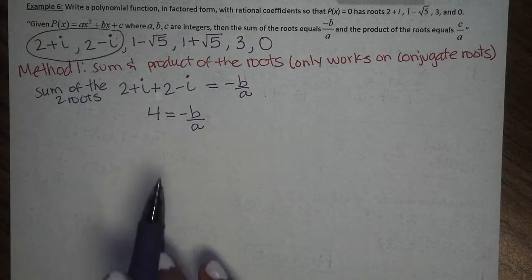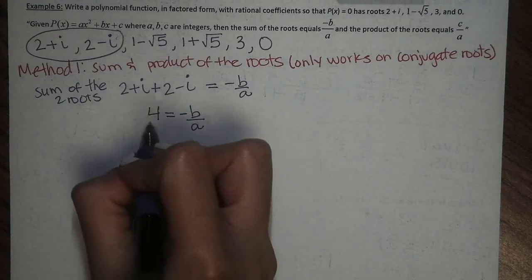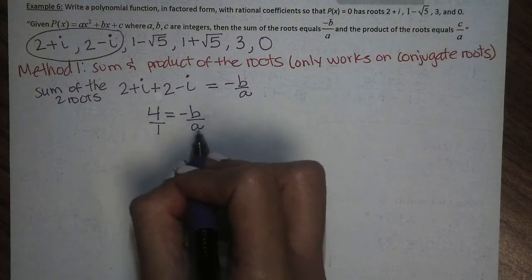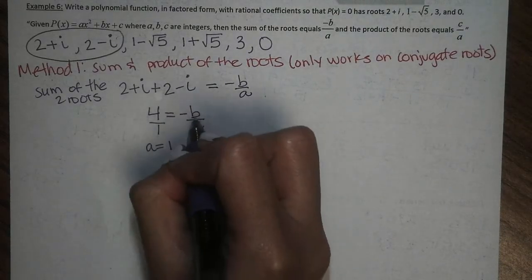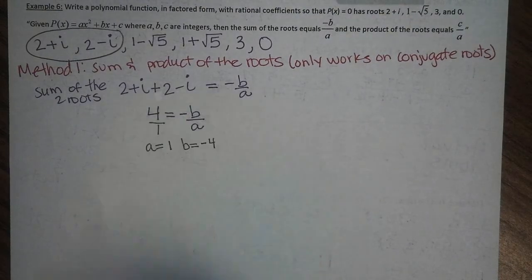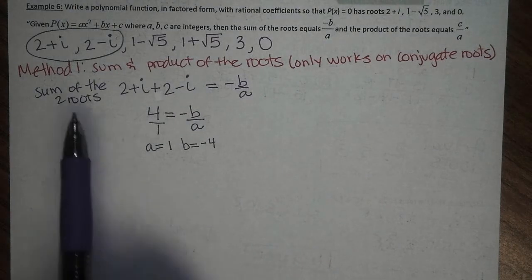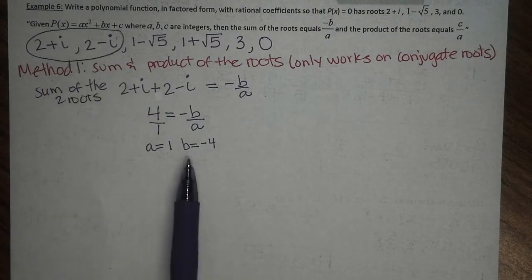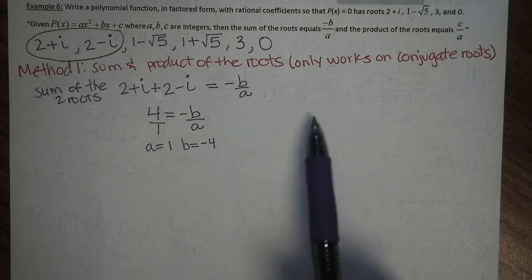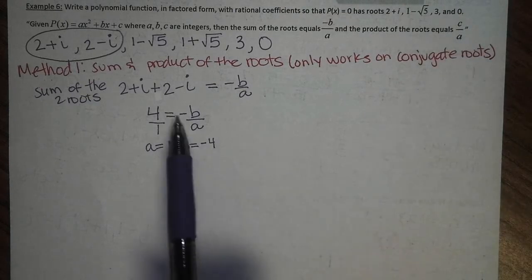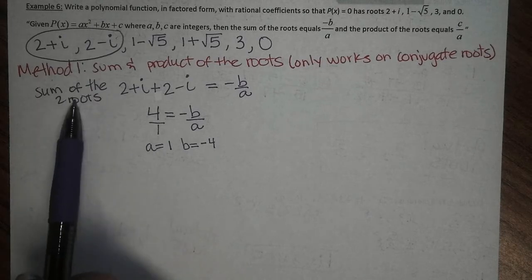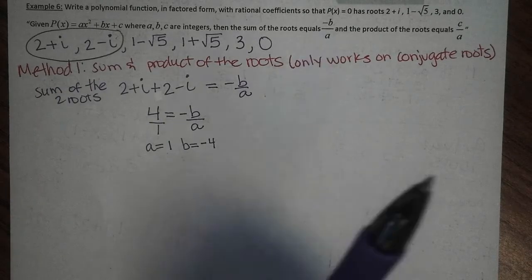And therefore, I can make this 4 become a fraction by putting it as 4 over 1. And now I know that a could equal 1 and b could equal negative 4, because I just have to divide by negative. So far, using these two roots, I'm going to come up with a quadratic that's going to be part of my polynomial. So now I need to find the c value of the quadratic. These two roots are just going to give me one quadratic, which is going to be part of the polynomial, and then we'll keep doing it again.